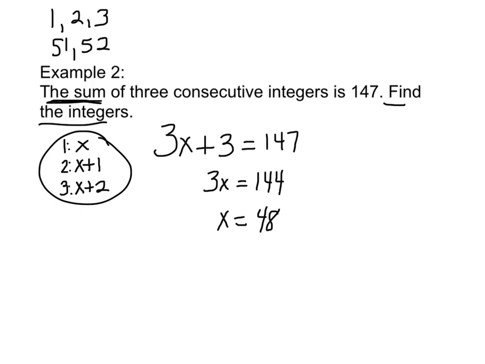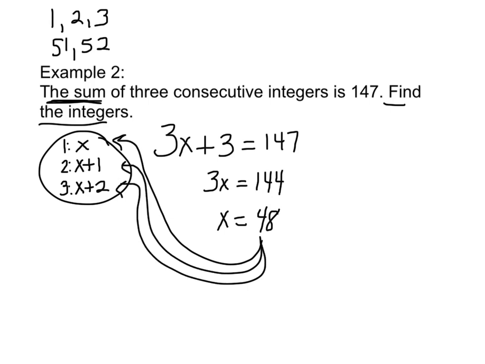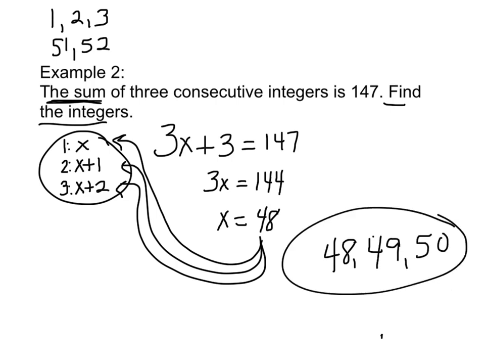But we're not done. You have to then do the last step, which is always taking your value of x and plugging it in for whatever you have to find. So our first number is 48. Then we have 48 plus 1, which is 49. And the last one is 50. Our 3 consecutive integers are 48, 49, and 50.